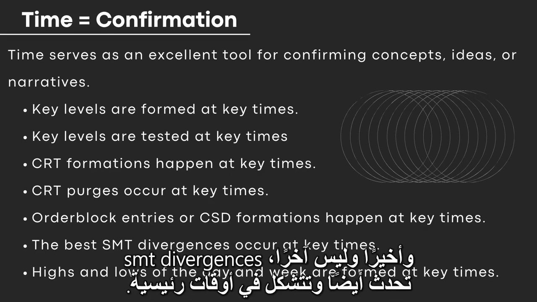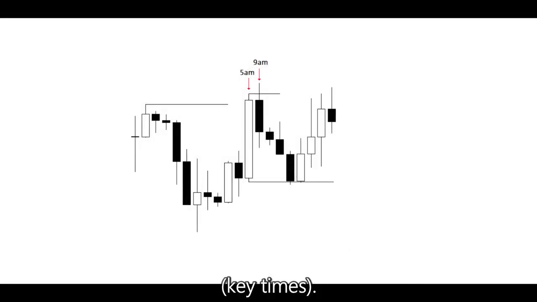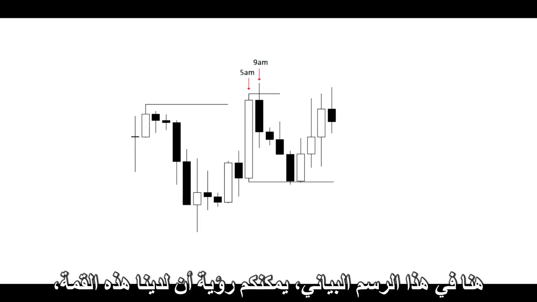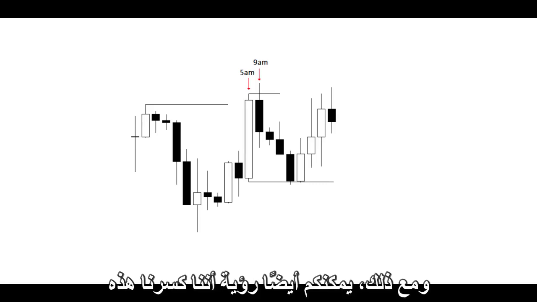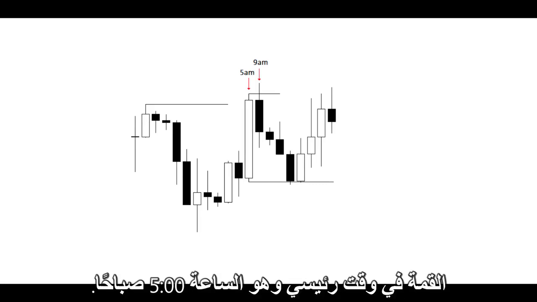And last but not least, SMT divergences also form at key times. Right here in this graphic, you can see that we've got this high, and what happened is the price came above and took it out with this 5 a.m. candle. And with that, you can also see that it took out this high at a key time, which is the 5 a.m. time, right?